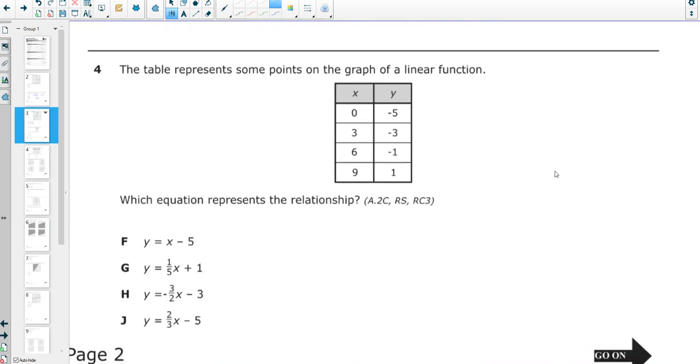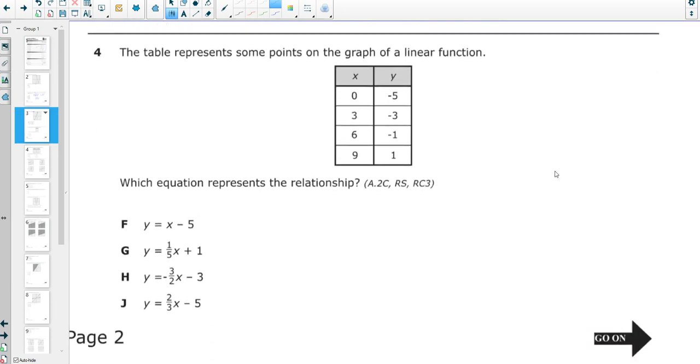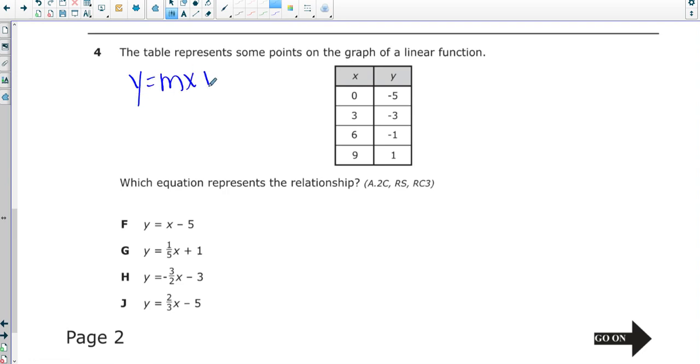Number 4. The table represents some points on the graph of a linear function. Which equation represents the relationship? Here I notice that all the answer choices are y equals mx plus b, where m is your slope and b is your y-intercept. The table gives us a huge clue, and they tell us the y-intercept. Remember, the y-intercept is when x equals 0. So here's the y-intercept. It's supposed to be -5 right here in the equation.